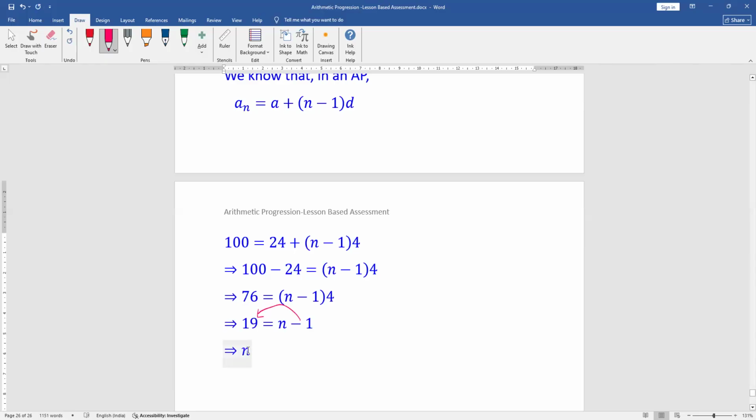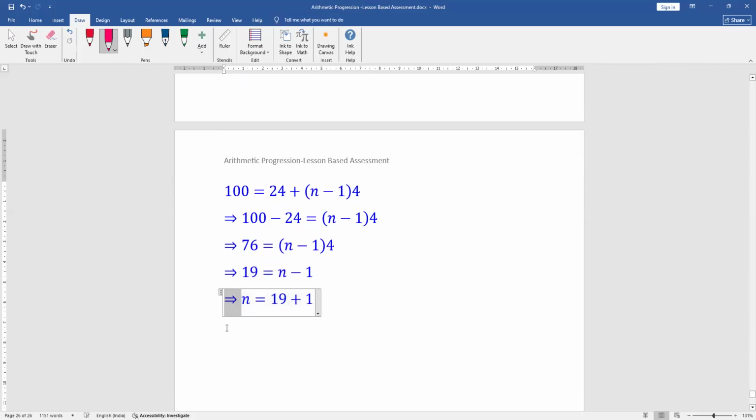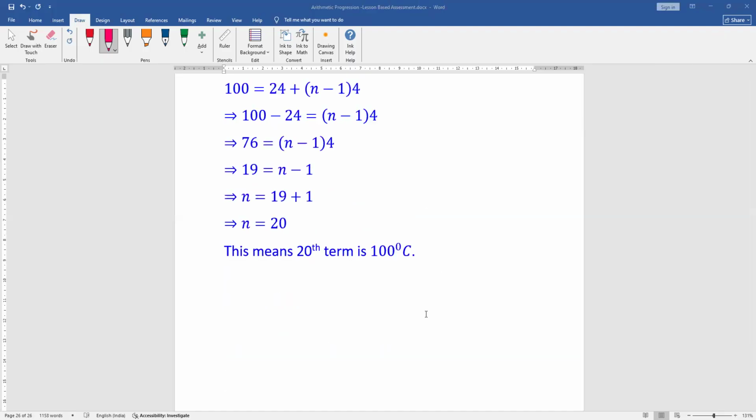So that means you will be getting it as 19 plus 1. And just put a direct step here. So what is the next value? So what is the value of n? Now n equals 20. Now this means, when I get n equals 20, what do you mean? So this means the 20th term will be 100. Here, the 20th means 100.